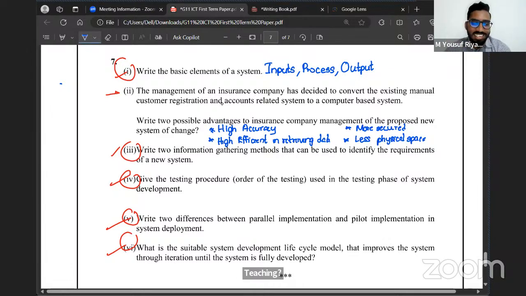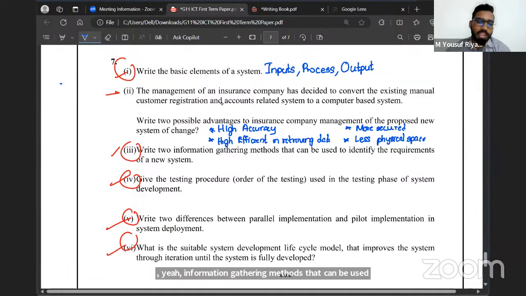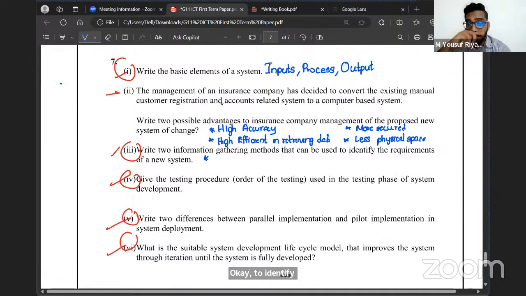Okay, the next one. Write two information gathering methods that can be used to identify the requirements of a new system. To identify requirements, some of the things we call... I gave a name for this whole process of identifying requirements. What was the name I gave?